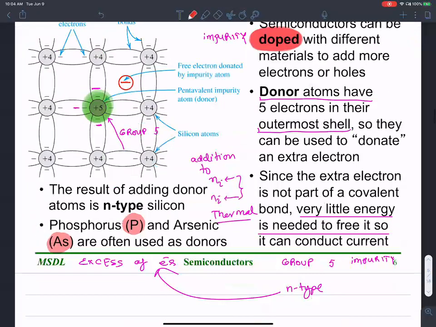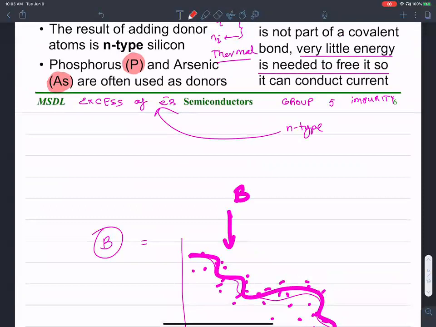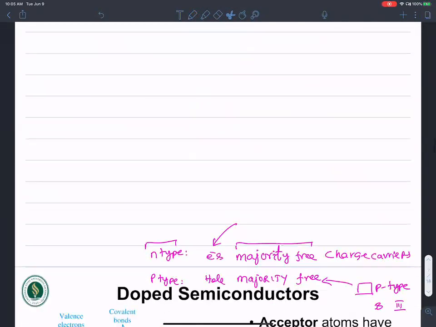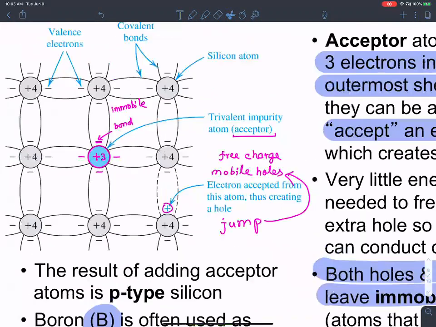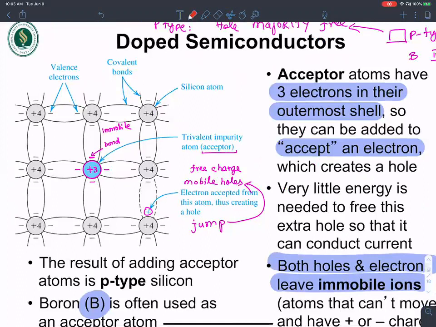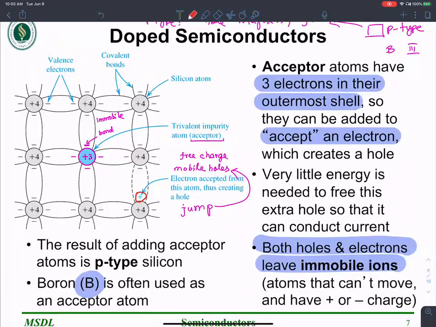So there's an excess number of electrons in group 5 impurities. Group 5 impurities contribute to an excess number of electrons. Then we looked at acceptor atoms that have only 3 electrons in their outermost shell, and they tend to take electrons from neighboring silicon atoms, in the process creating a hole. This hole behaves pretty much like a mobile electron. This hole is mobile. It can jump around from bond to bond. So acceptor atoms have 3 electrons in their outermost shell. They can accept electrons from other covalent bonds.